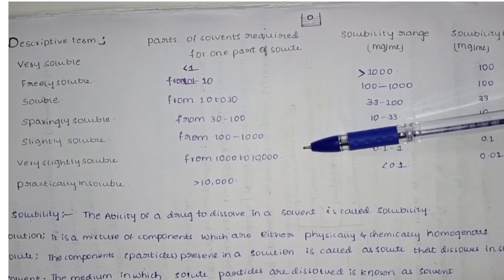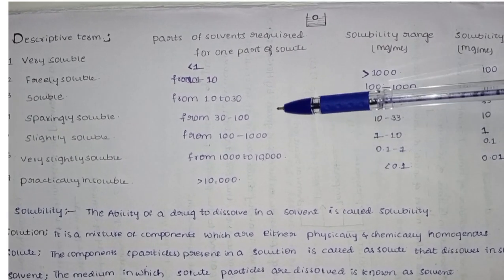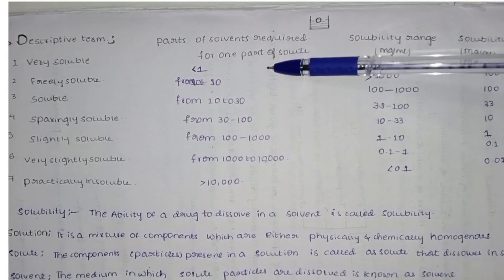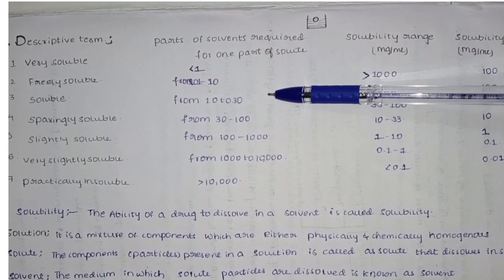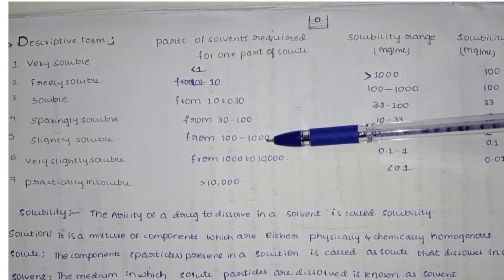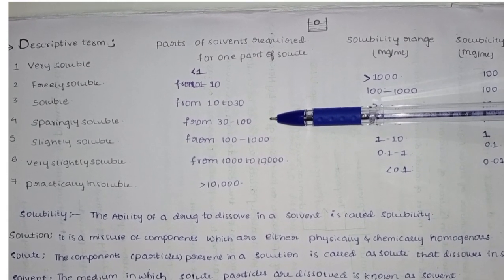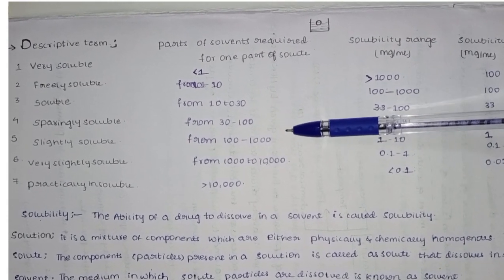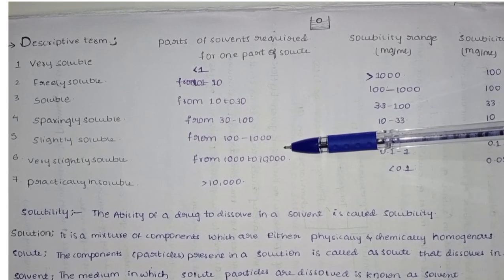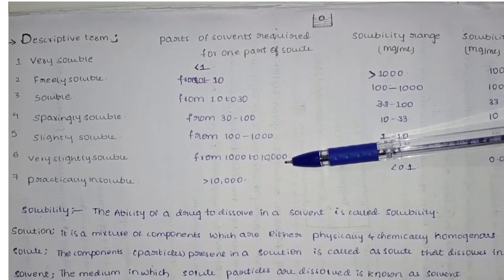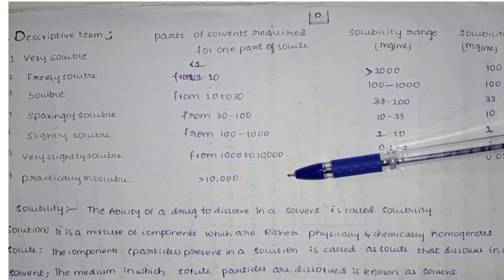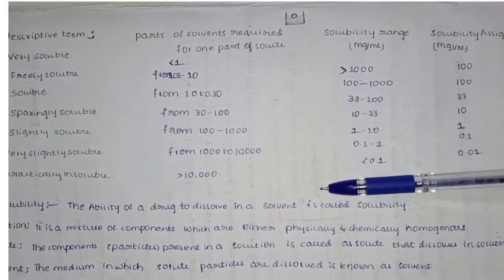And next, slightly soluble, very slightly soluble. See, very soluble means less than 1, freely soluble means from 1 to 10, soluble means 10 to 30, sparingly soluble means 30 to 100, slightly soluble means 100 to 1000, and very slightly soluble is 1000 to 10,000, and practically insoluble means greater than 10,000.